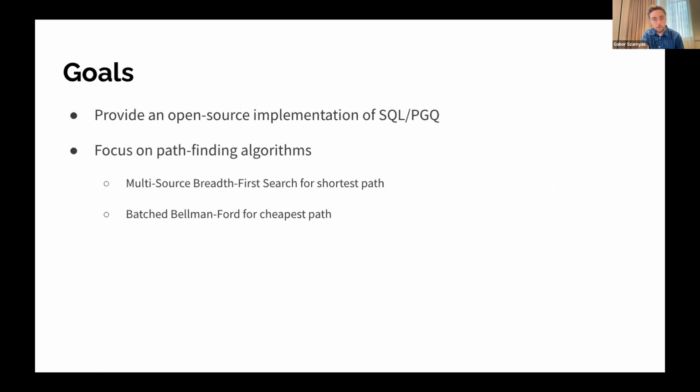So yeah, the goals we defined when starting this project was to provide an open source implementation of SQL PGQ. And I do this as part of my master's thesis, where I focused mainly on the pathfinding algorithms. We used multi-source breadth-first search for the shortest path and a batched Bellman-Ford for the cheapest path. And I'll go into more detail on this later.